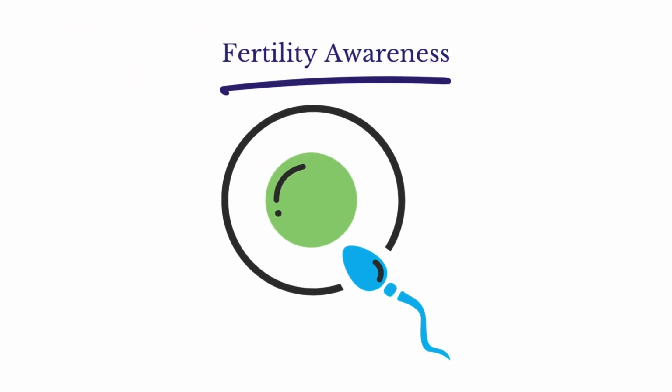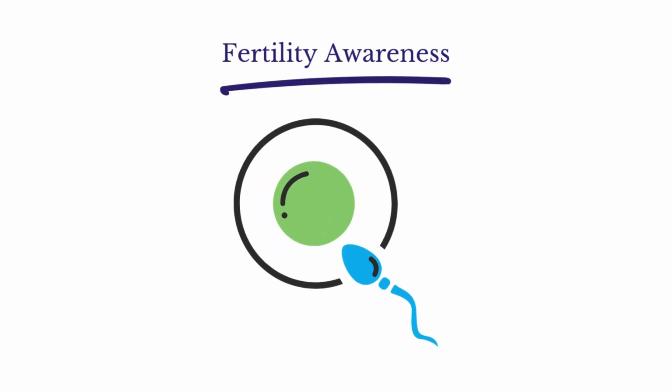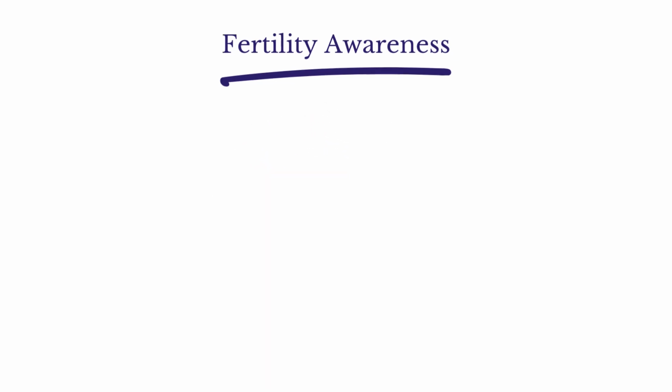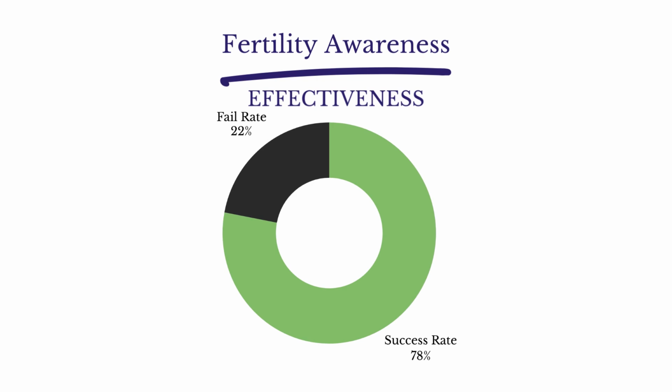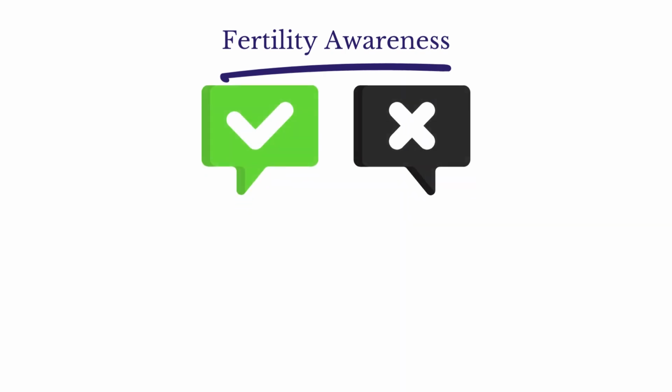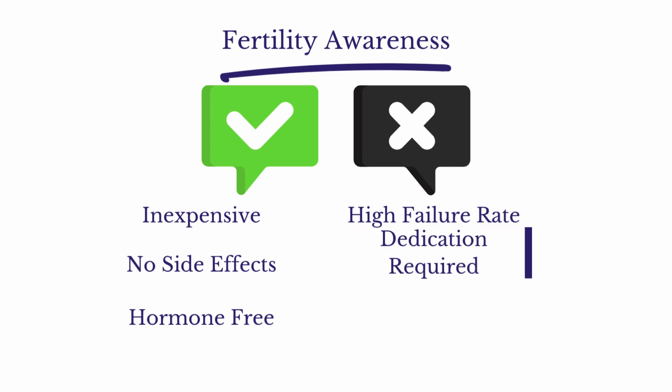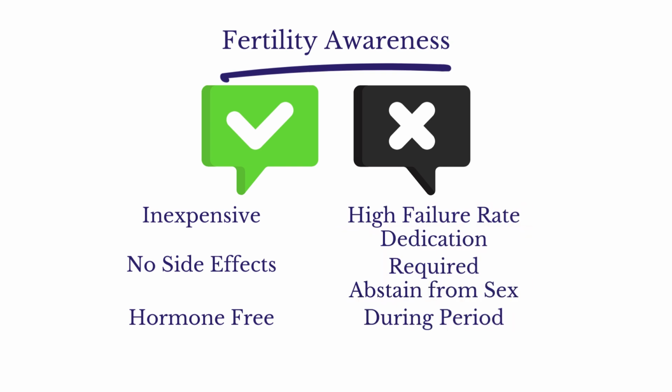Starting off is fertility awareness. Fertility awareness is tracking fertility signs to avoid intercourse during the ovulation window. It has an effectiveness rate between 78% to 99%, with 78% of it being successful. Some of the advantages are that it is inexpensive, has no side effects, and is hormone-free. However, some disadvantages are that it has a high failure rate, dedication is required, and you must abstain from sex during the period.